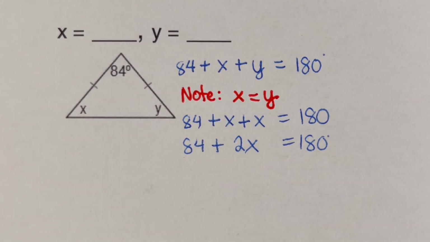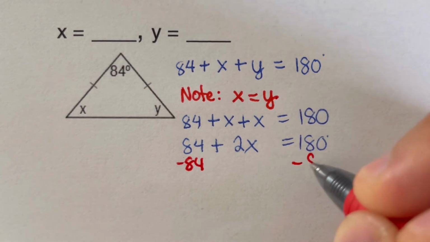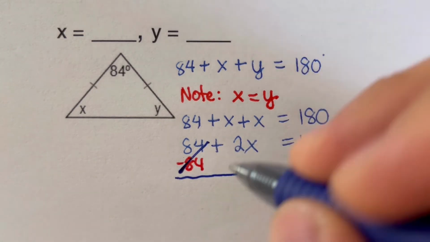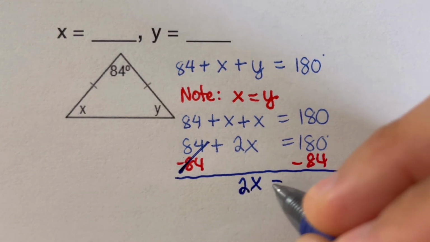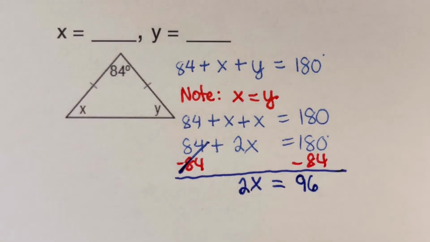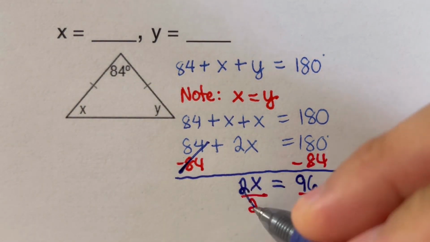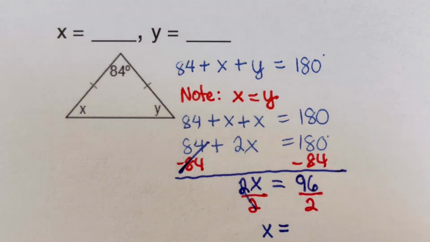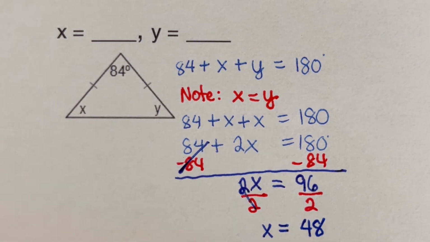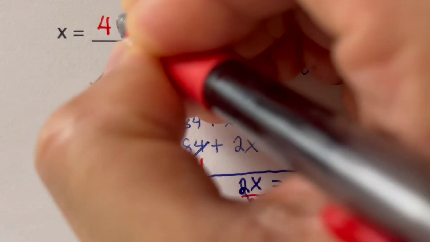So we subtract 84 from both sides because we want to solve for x. That's minus 84 on the other side as well, so we can cross the 84 out. We're left with 2x is equal to 180 minus 84, which is 96. Then we divide both sides by 2, so we can cross the 2 out. We're left with x is equal to 48. So this is the value of x right there, and I can fill this in. The value for this again is 48 degrees.